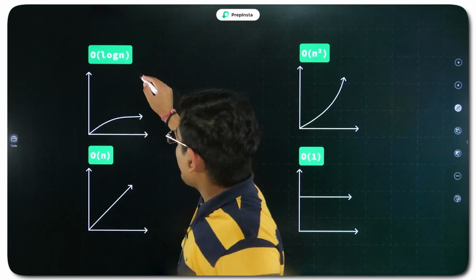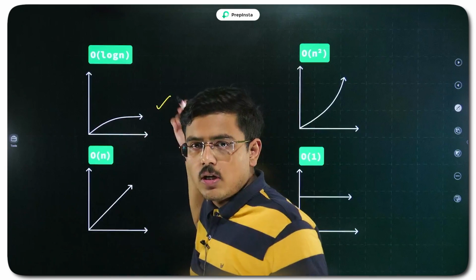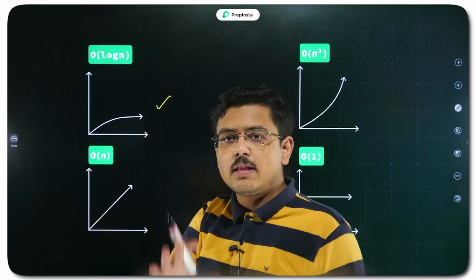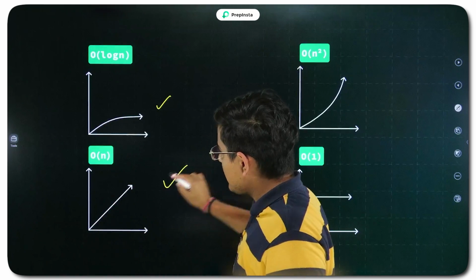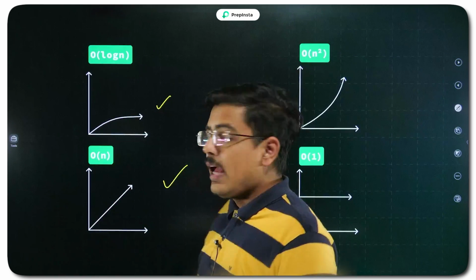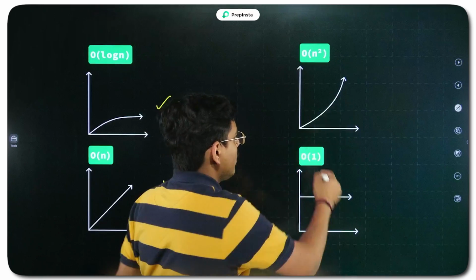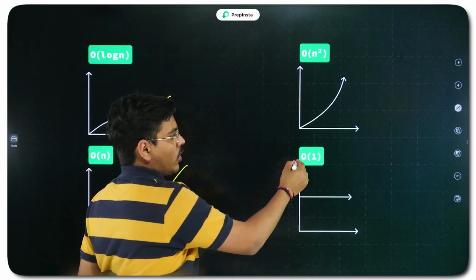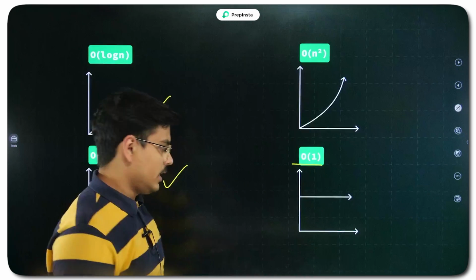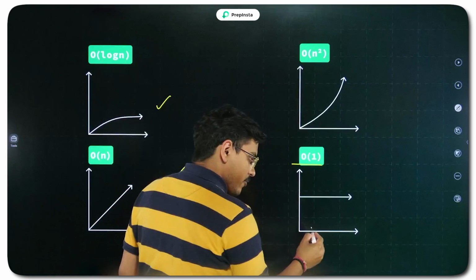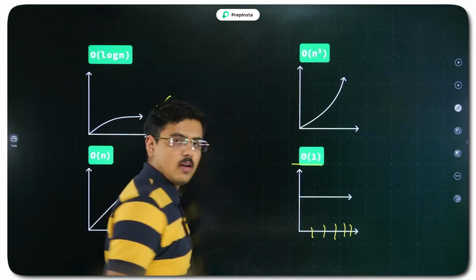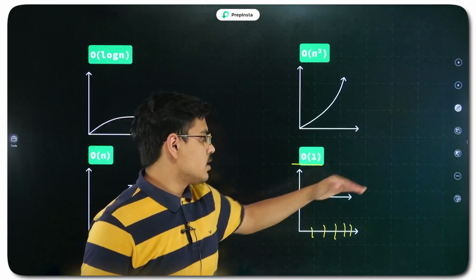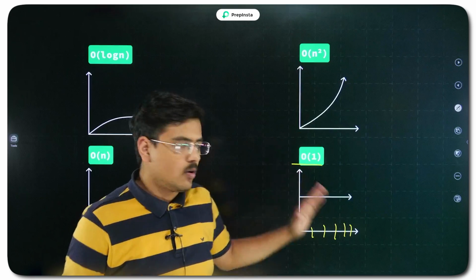So for order of log n, this is the graph. You can simply note down these graphs, you can make them in your notebook. For order of n, there is a linear graph, okay, and for order of n square, it suddenly starts rising and rises vertically. And for order of 1, which is constant time complexity, the value remains same for every input on x-axis, okay. Whatever may be the input size, the time remains constant, okay.